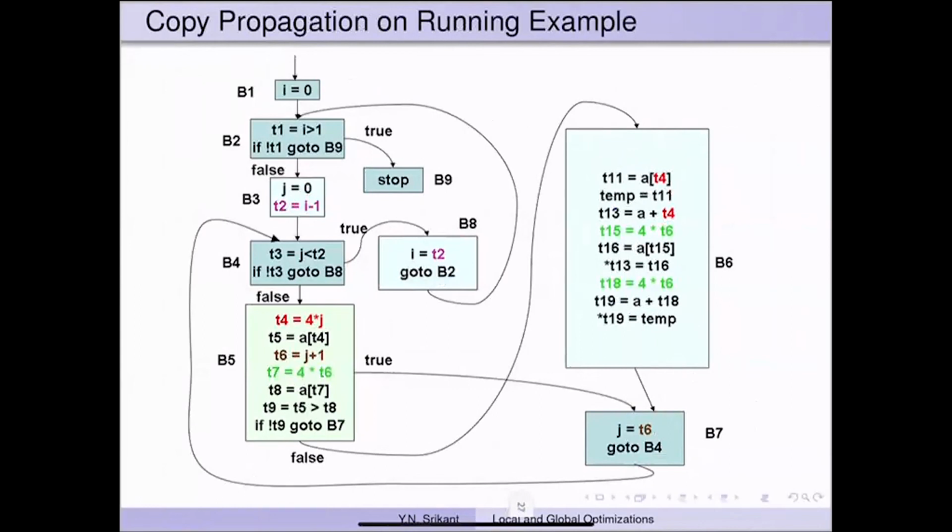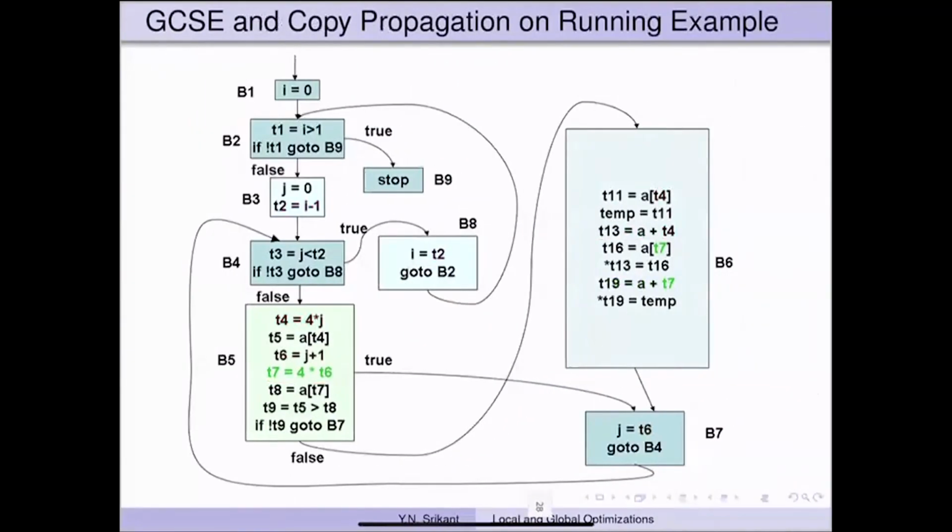So if we perform copy propagation, there are many more sub-expressions which become common. So for example, T7 equal to 4 star T6, T15 equal to 4 star T6, and T18 equal to 4 star T6. You have a new sub-expression called 4 star T6. So eliminate and do a copy propagation. You get a much more optimized code.